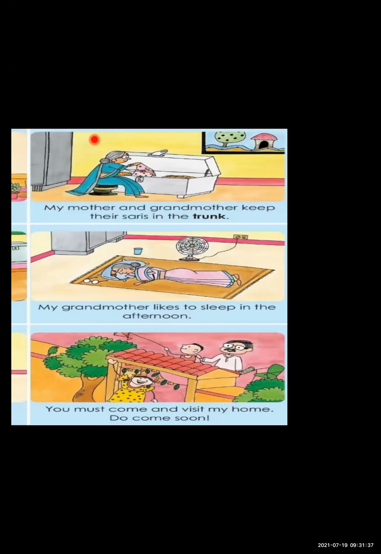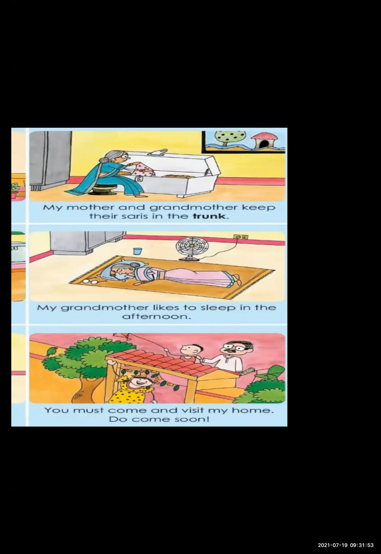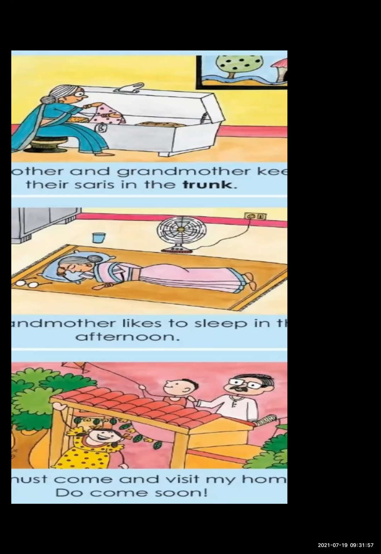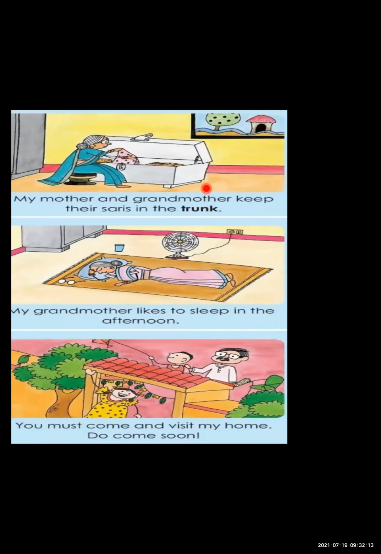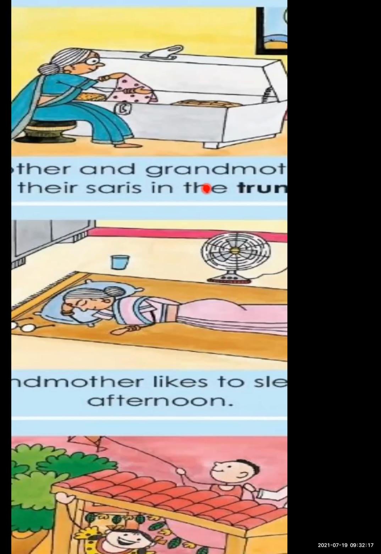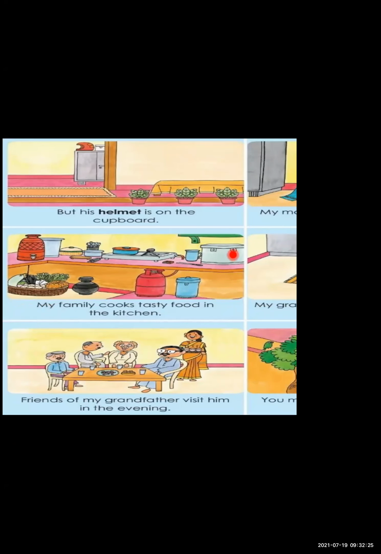Next picture. What is written? My mother and grandmother keep their saris in the trunk. So children, what is a trunk? I have explained it in the previous class too. A trunk is a box in which our parents keep things and clothes. Next, my family cooks tasty food in the kitchen.